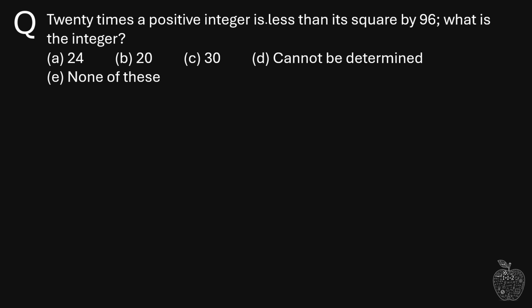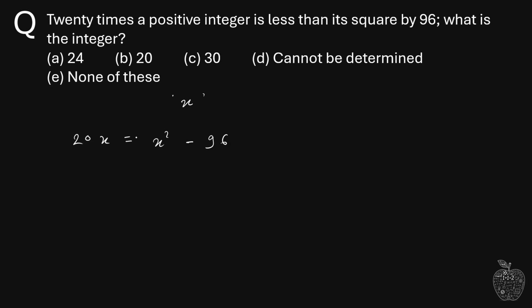20 times a positive integer is less than its square by 96. What is the integer? So let's say that positive integer is x, and according to the question, 20 times the positive integer, which is x, is 96 less than its square. So that means x square. All right, so we have an equation over here.